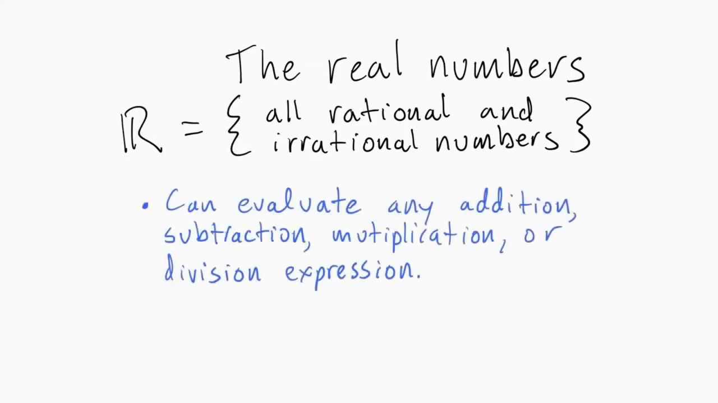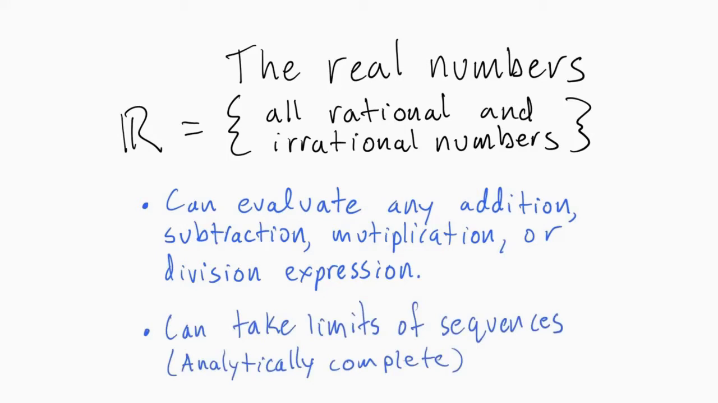In the real numbers, we can evaluate any addition, subtraction, multiplication, or division expression, which is no huge deal because we could do that in the rationals too. But we can also take limits of sequences. This means that the real numbers are what mathematicians call analytically complete. You can't have a sequence of real numbers that converges to a number that isn't a real number. That may seem like a pretty arcane property, but it actually is really important.